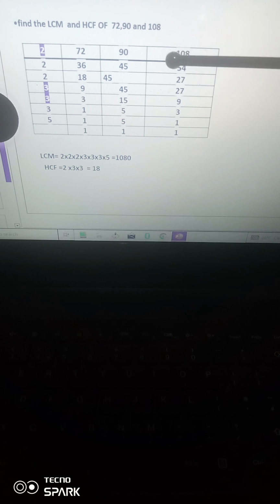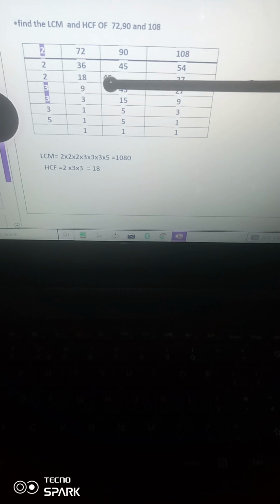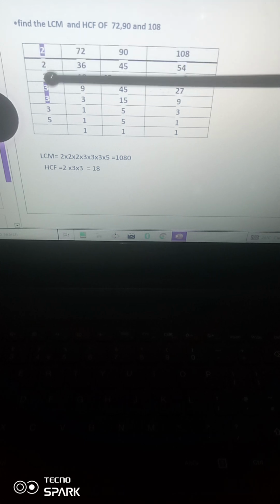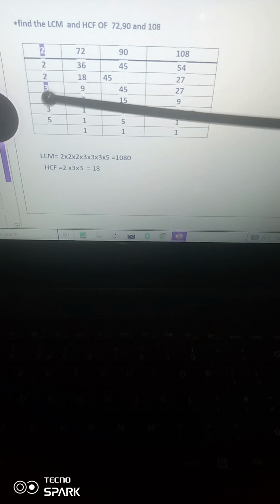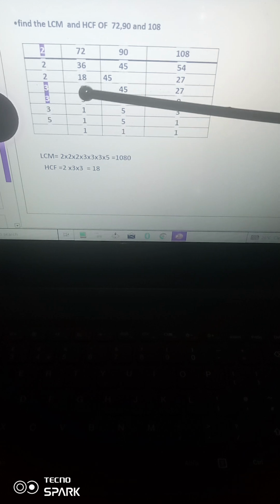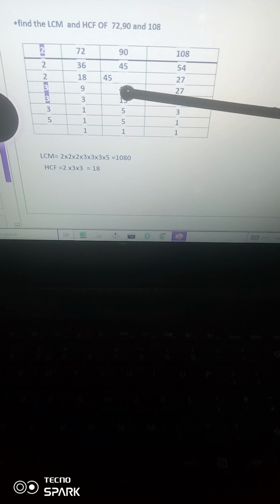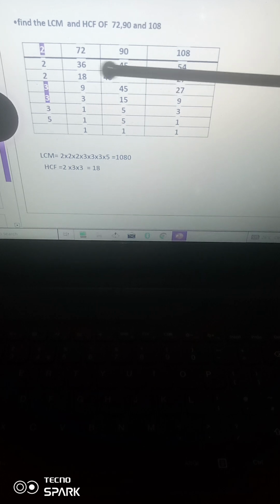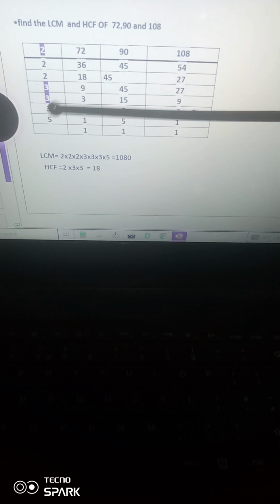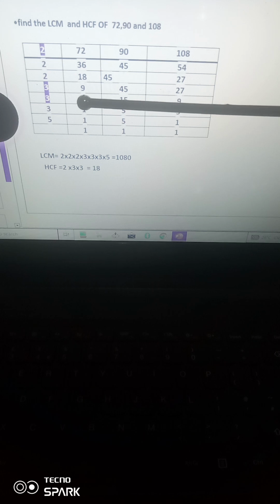Without a remainder, because 2 cannot divide 45 without a remainder. So we are not choosing these two. This one also did not divide 45 without a remainder, so it is not to be picked. But 3 in this place divides 9 without a remainder, divides 45 without a remainder, and divides 27 without a remainder. So we are going to pick what? 3. This 3 also divides this without a remainder, and divides 9 without a remainder.